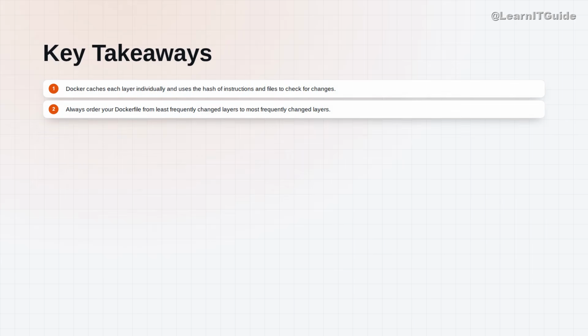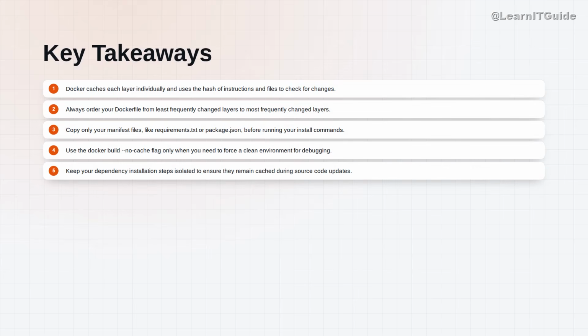To recap, remember these 5 points. Docker uses instruction hashing to decide if a layer is still valid. Always order your Dockerfile from the most stable instructions at the top to the most volatile at the bottom. Only copy your manifest files before installing dependencies to prevent unnecessary invalidations. You can use the no-cache flag for debugging, but avoid it in production. And finally, keep your dependency steps isolated to maximize your cache hits. Follow these rules and you will shave minutes off every single build.